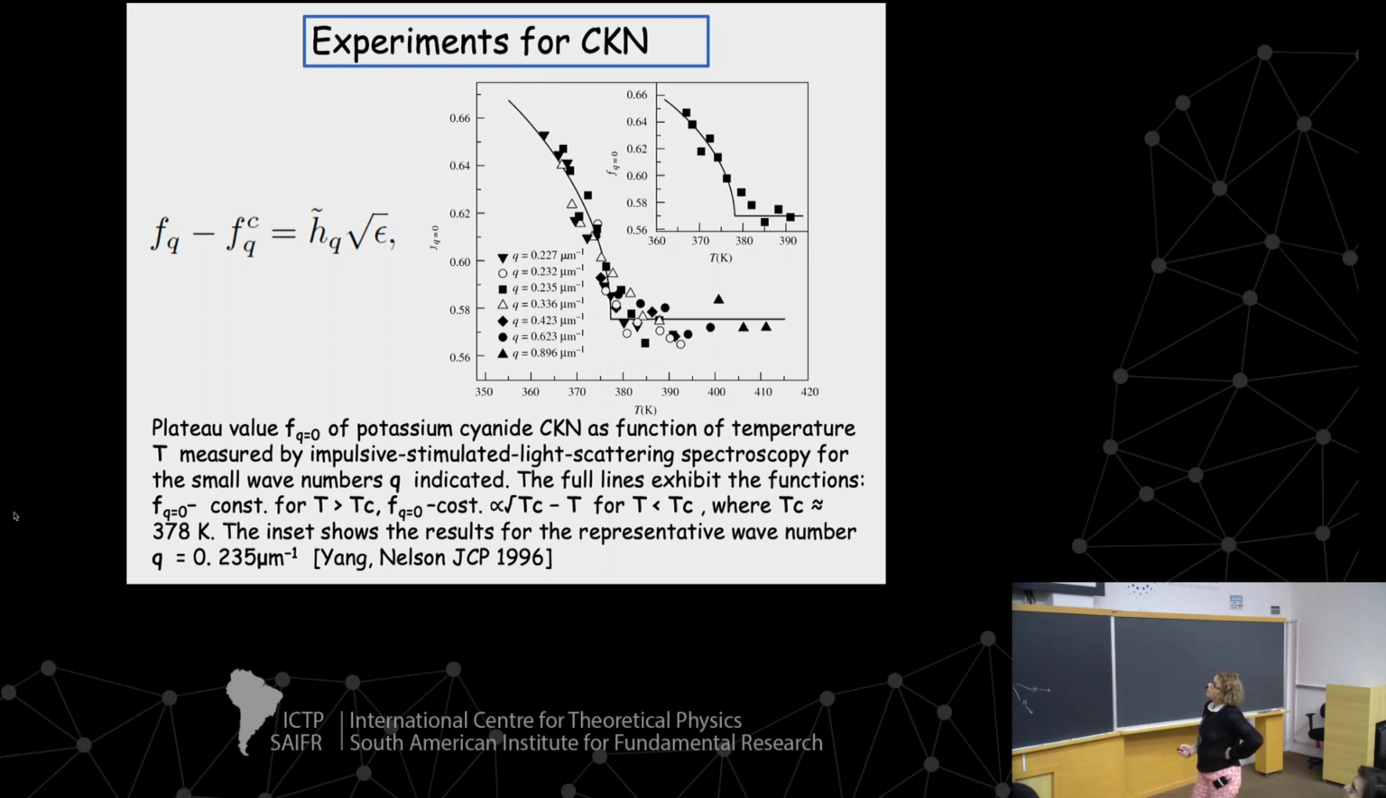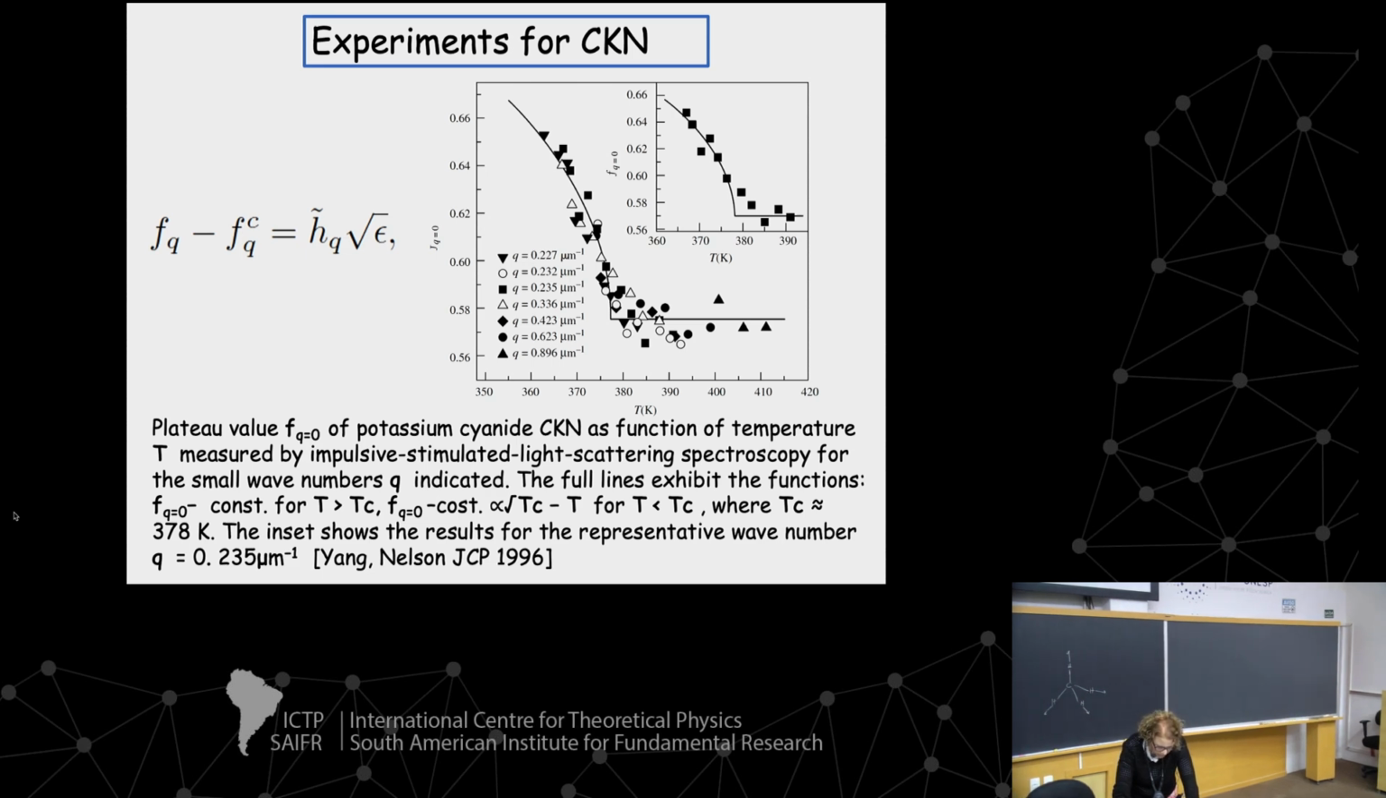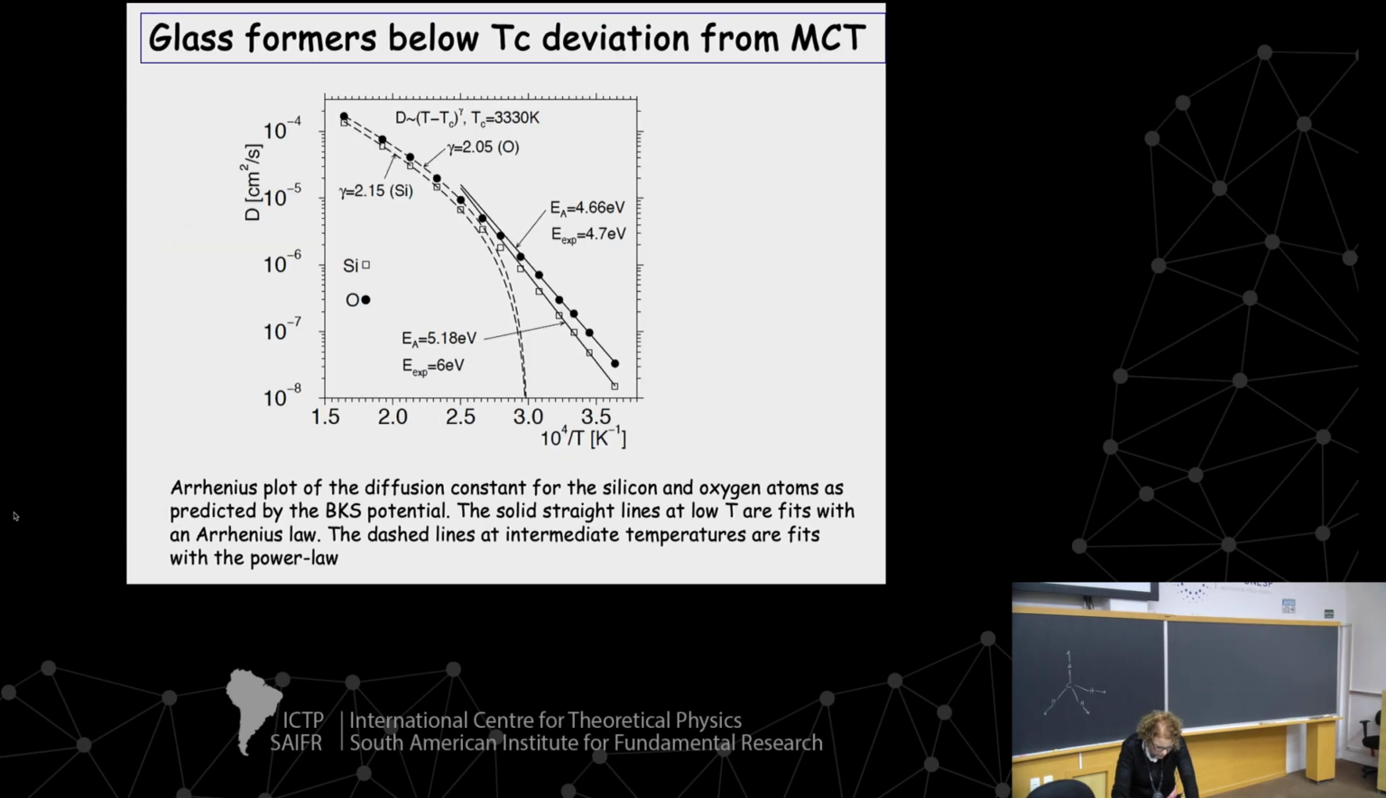This was an experiment in 1996 done on potassium cyanide, KCN, and you can see exactly the behavior that mode coupling predicts when you calculate this, the light scattering. This is the Lamb-Mössbauer, the Debye-Waller factor. When you calculate the Debye-Waller factor, you see exactly the experiment that took into account this behavior predicted by mode coupling.